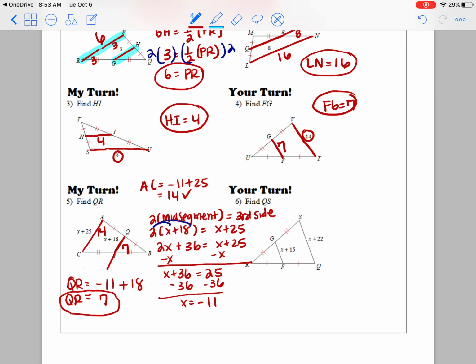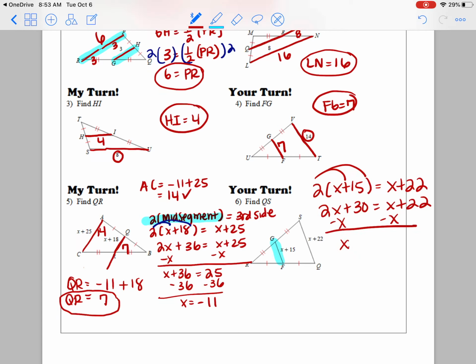Okay, last problem. Once again, when you are given algebraic expressions, you need to remember that the one that you double is the mid-segment. The mid-segment is GF here. That's the one that I'm going to double. 2 times x plus 15 equals x plus 22. Distribute. 2x plus 30 equals x plus 22. Subtract x. X plus 30 equals 22. Subtract 30. X equals negative 8, right?